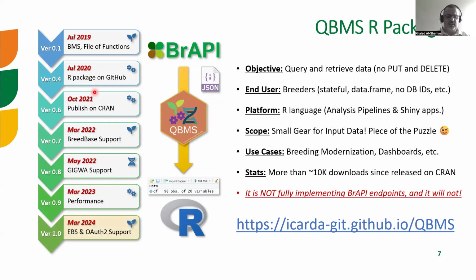And lately, just last month, we added support for another breeding database, which is EBS, the Enterprise Breeding System, which is the breeding management system for CGIAR now. And adding support for EBS added an extra complication on our side in QBMS, because so far, connecting to BMS, BreedBase, or Gigwa, if the backend database doesn't need any kind of authentication, you can just start querying the data inside that database.